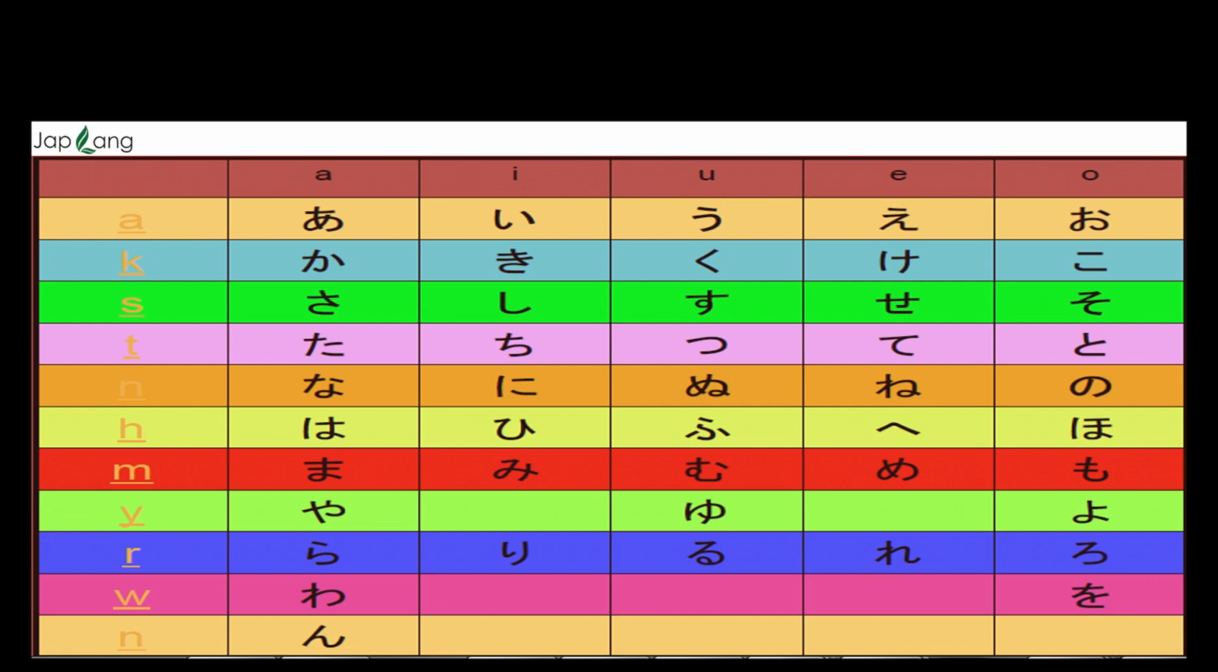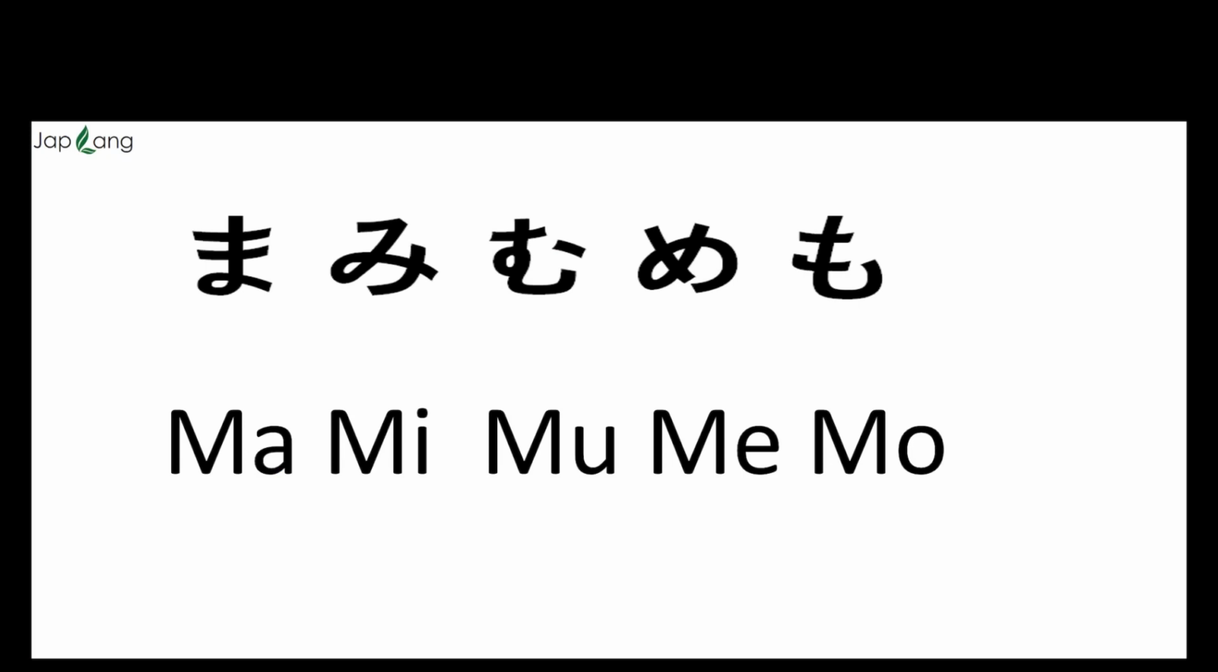Mo, Ya, Yu, Yo, Ra, Ri, Ru, Re, Ro, Wa, O. So we will be learning about the M group. Ma, mi, mu, me, mo. Ya, yu, yo. So let's start.